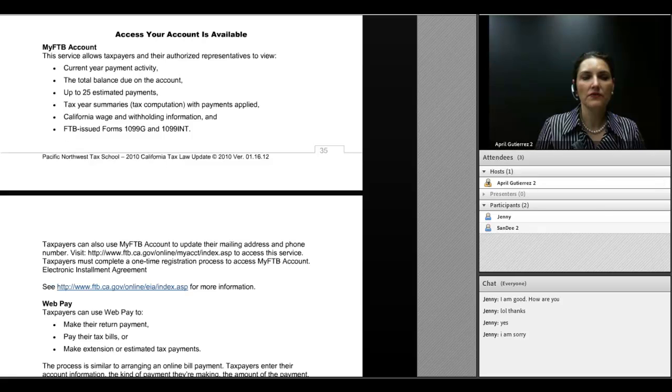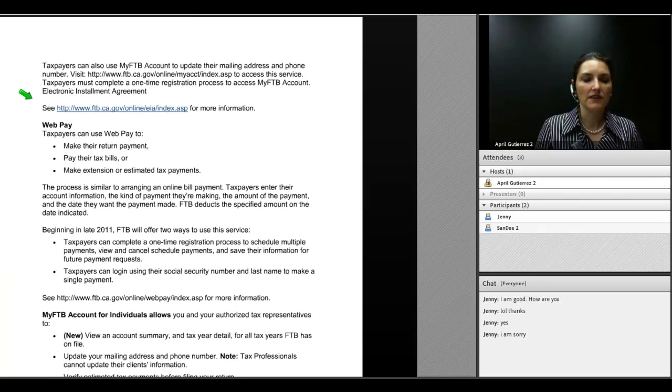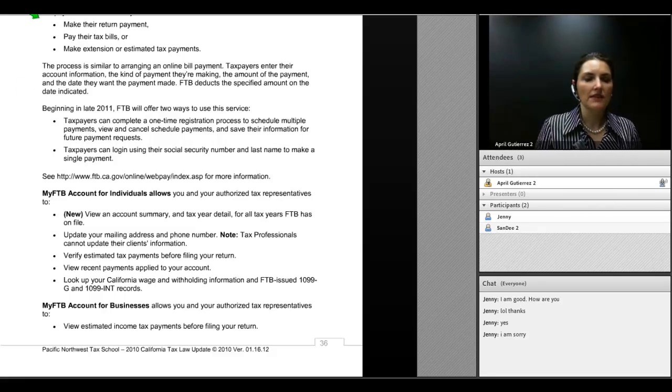California has an e-services feature on its website called My FTB Account, and this electronic services allows filers and their authorized representatives to view information about a filer's tax account, including the tax year payment activity, the total balance due on the account, up to 25 estimated payments, tax year summaries with payments applied, California wage and withholding information, Franchise Tax Board issued Forms 1099 and 1099 INT. And you can visit this link right here for more information. The site also allows for web pay.